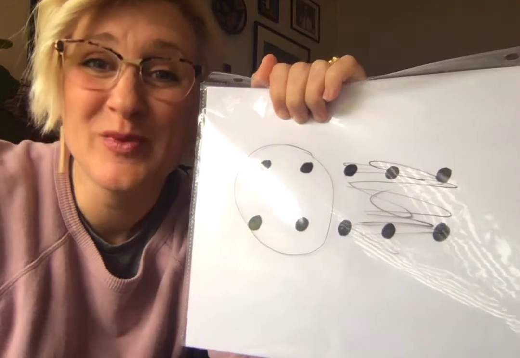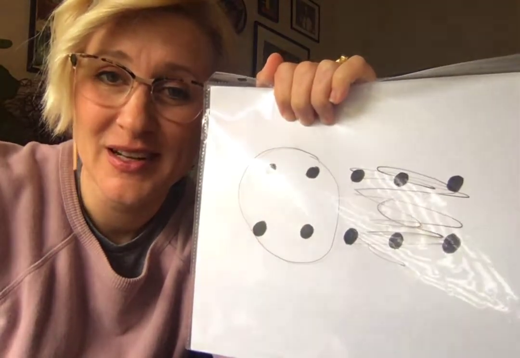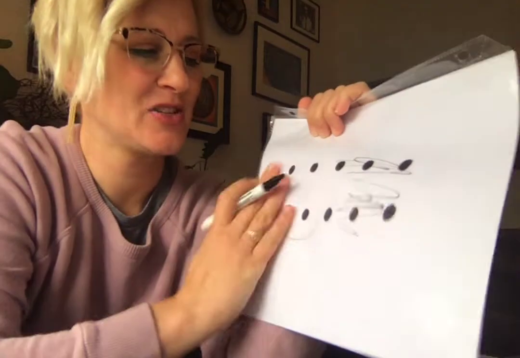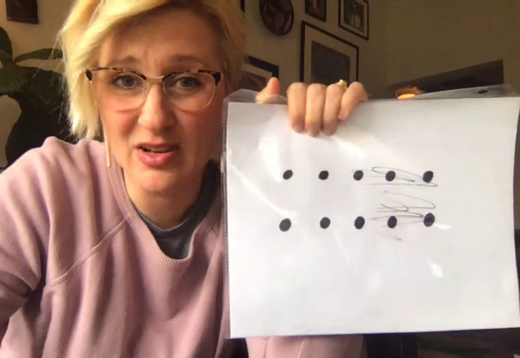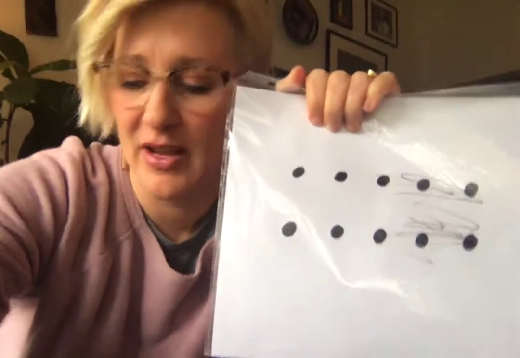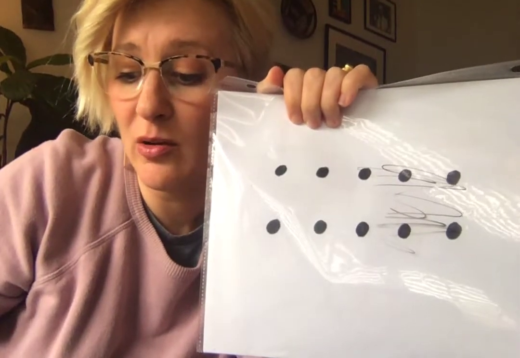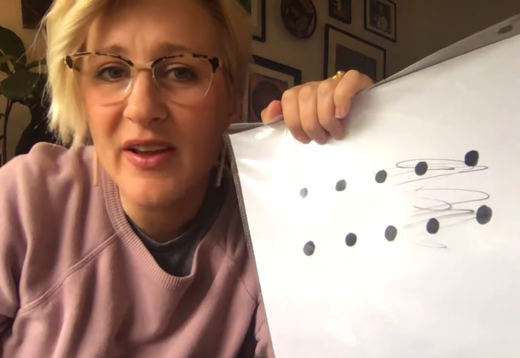0 and 4, and 0 is a hidden partner of 4. Okay? Good job, mathematicians. So we're going to take this concept of hidden partners and start working on number bonds. It's just a fancy way of showing our hidden partners, okay?